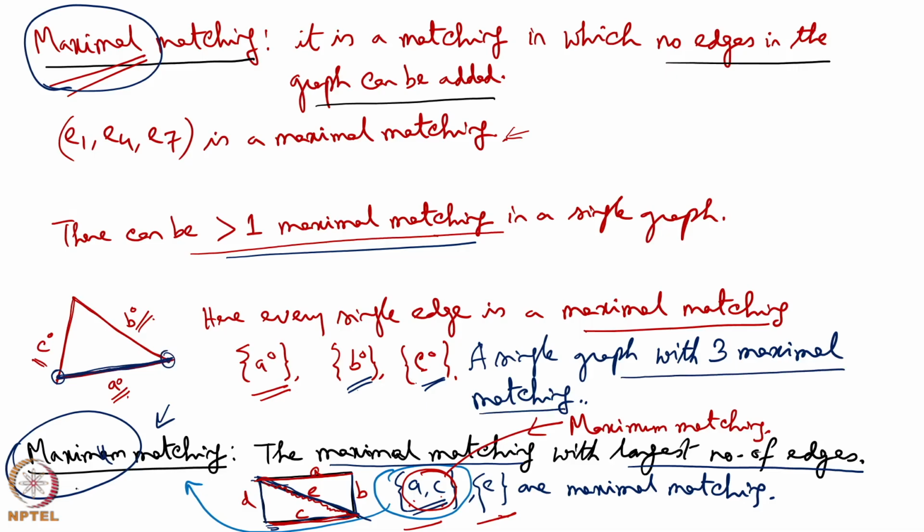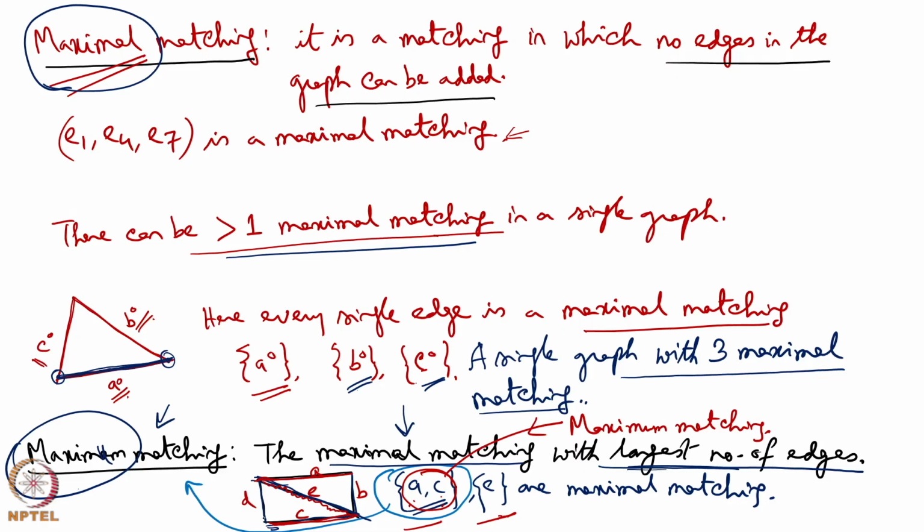Let us look at the maximum matching now. It is a kind of maximal matching with the largest number of edges. So, while defining the maximal matching, we have chosen the edges with the highest number of elements. All those sets will be compared, and the one with the largest number of edges will be called the maximum matching.